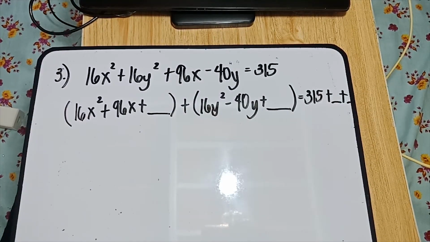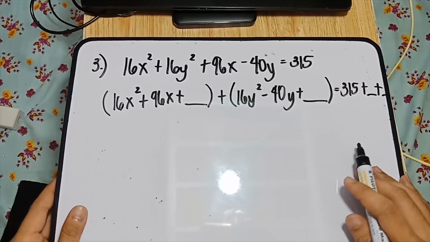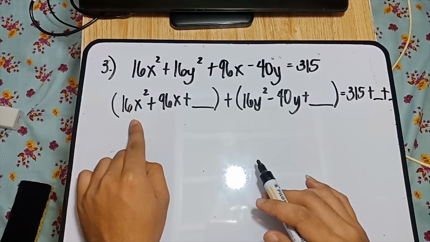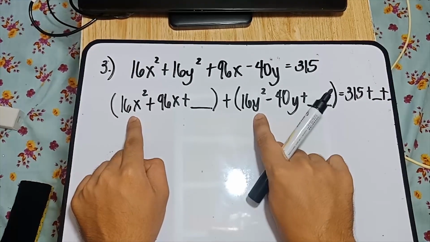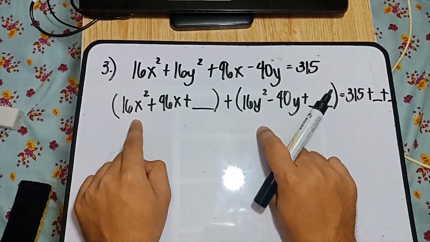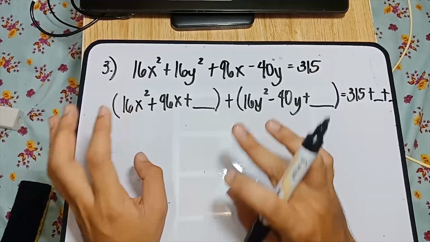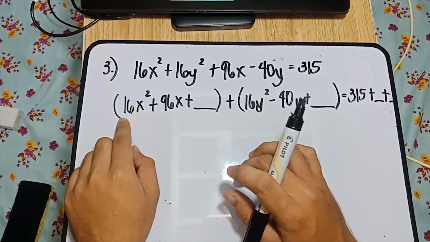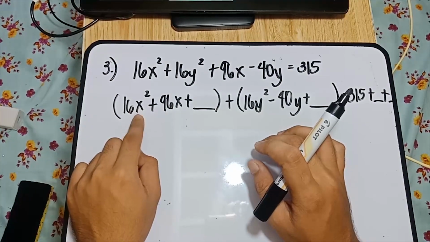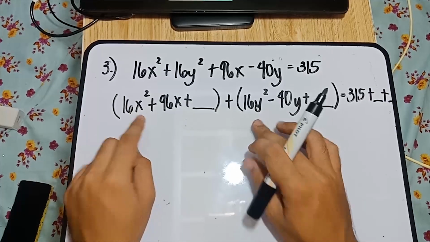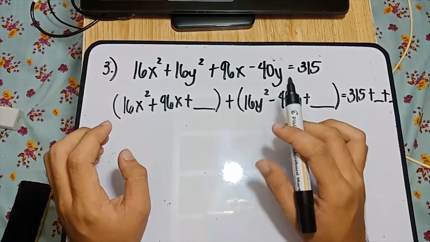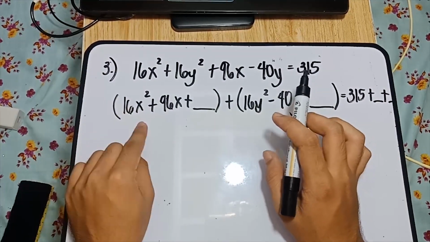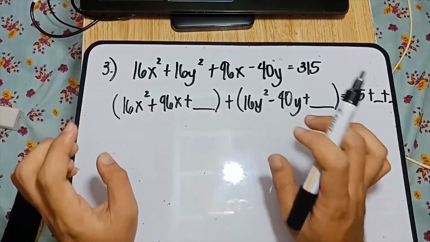Hindi na nagkasya. Ngayon, kung mapapansin natin, hindi na 1 yung coefficient ng x squared tsaka ng y squared. Therefore, hindi natin pwede directly i-apply yung completing the square. Kailangan 1 muna yung coefficient ng x squared and y squared bago tayo mag-apply ng completing the square.